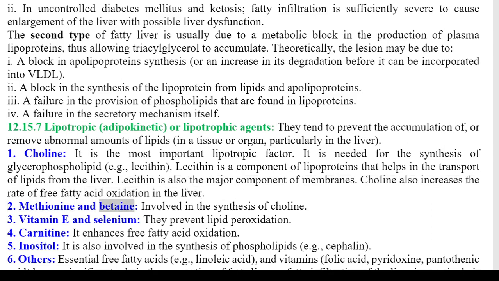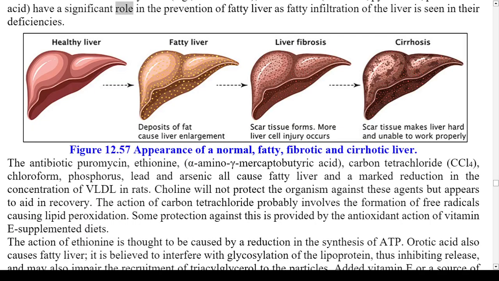2. Methionine and betaine, involved in the synthesis of choline. 3. Vitamin E and selenium, they prevent lipid peroxidation. 4. Carnitine, it enhances free fatty acid oxidation. 5. Inositol, it is also involved in the synthesis of phospholipids, for example cephalin. 6. Others, essential free fatty acids, for example linoleic acid, and vitamins, folic acid, pyridoxine, pantothenic acid, have a significant role in the prevention of fatty liver, as fatty infiltration of the liver is seen in their deficiencies.